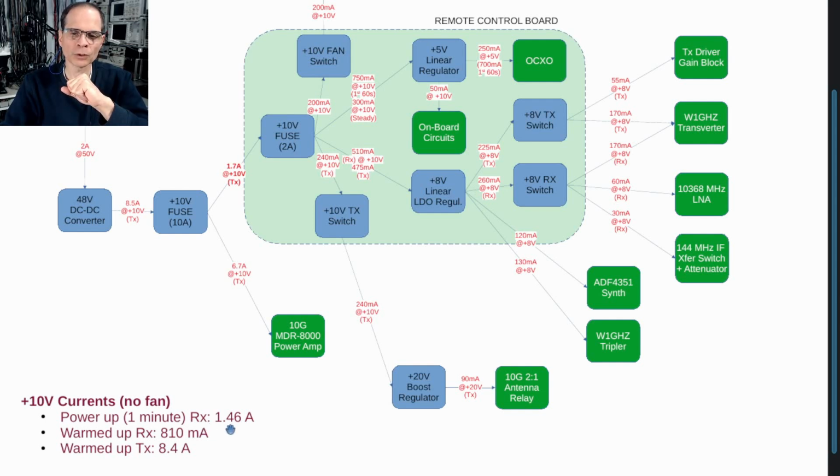The 10 volt current will be 1.46 amps, and after that warm up period of about 1 minute, the current will drop to around 810 milliamps at 10 volts. When we switch to transmit, it will be 8.4 amps. And of course, the bulk of that current goes into the 10 gigahertz power amplifier. So these are the currents we're dealing with.